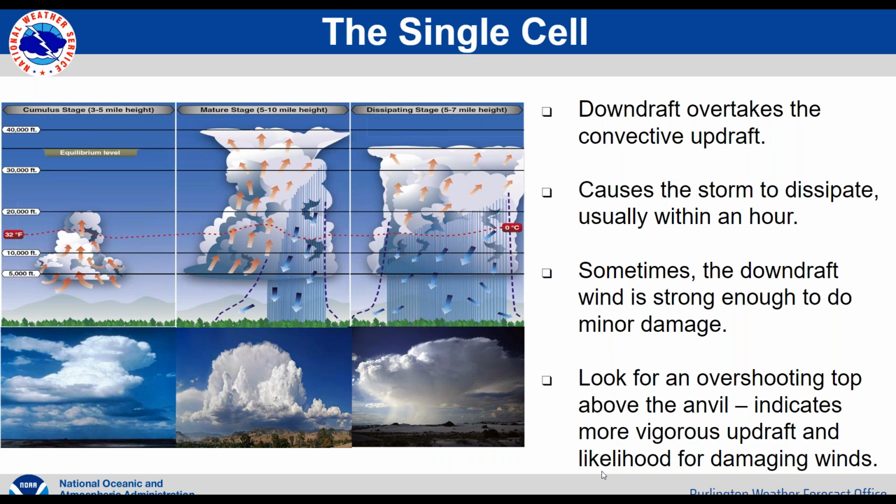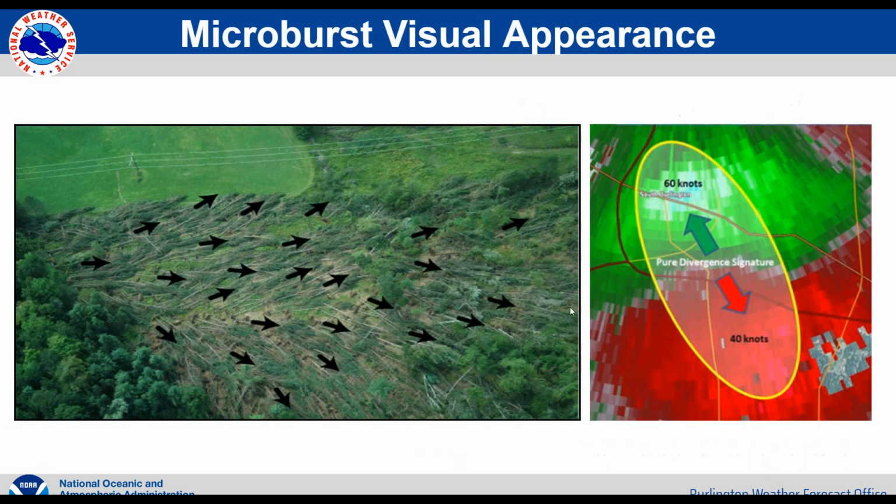Now, sometimes the downdraft is strong enough to cause wind damage, and the most likely indicator of that, when you see the anvil cloud, is to keep an eye out for the overshooting top, where the updraft is vigorous enough to still break the stratosphere and ascend beyond that. That is usually your indicator for strong winds when you're looking at single cell thunderstorms.